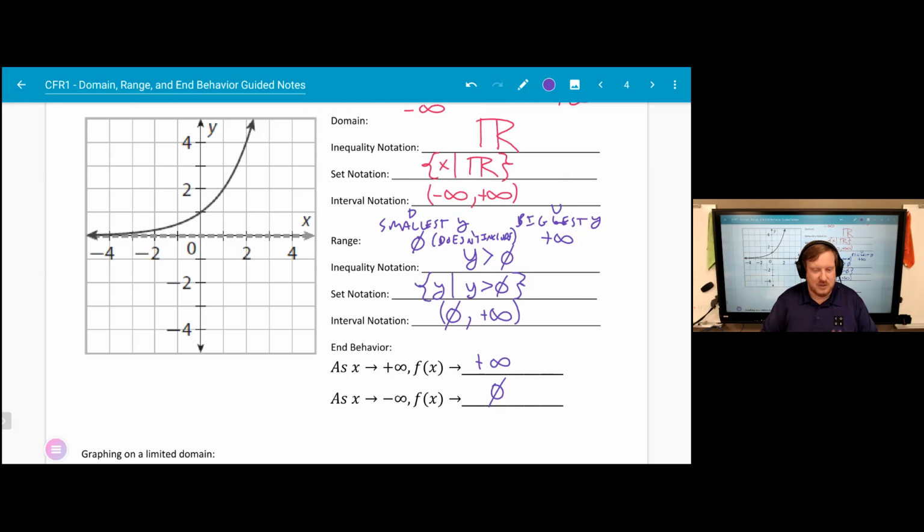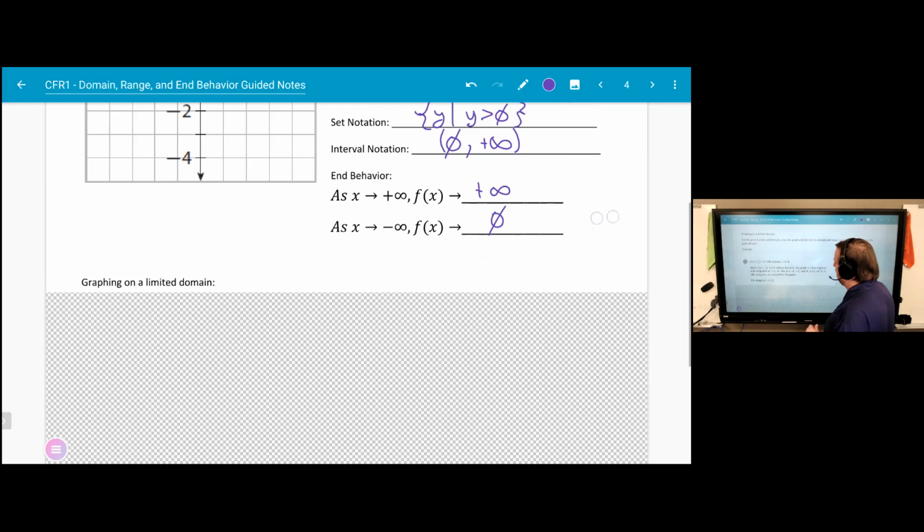That's a lot. Totally get that that's a lot. All right. Now that's your level 1 and 2 work: your domain, range, and end behavior, just describing these things. Now what we need to do is look at graphing on a limited domain. In other words, we need to be able to take those linear functions we've been working with and graph them given some information. What do I mean by that? Well, let's take a look.